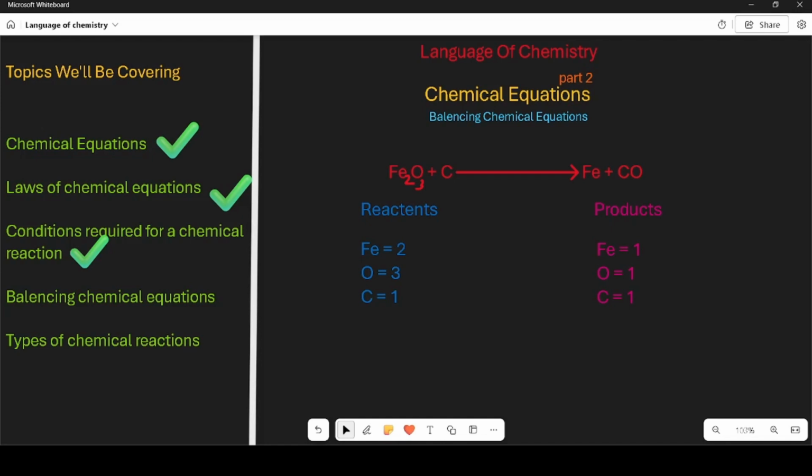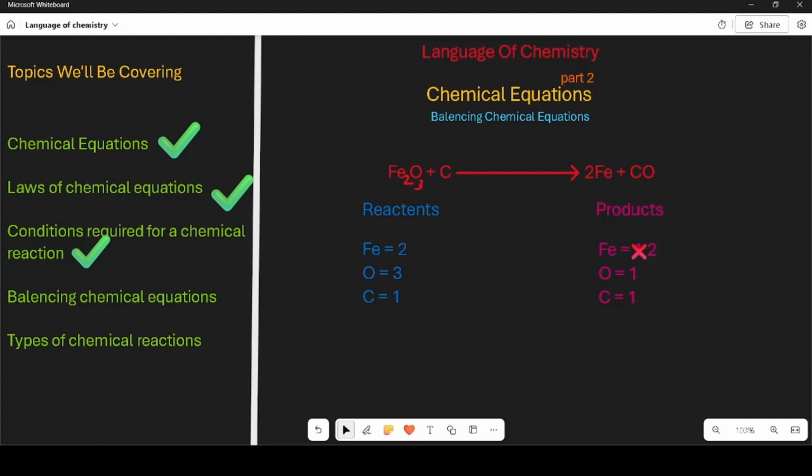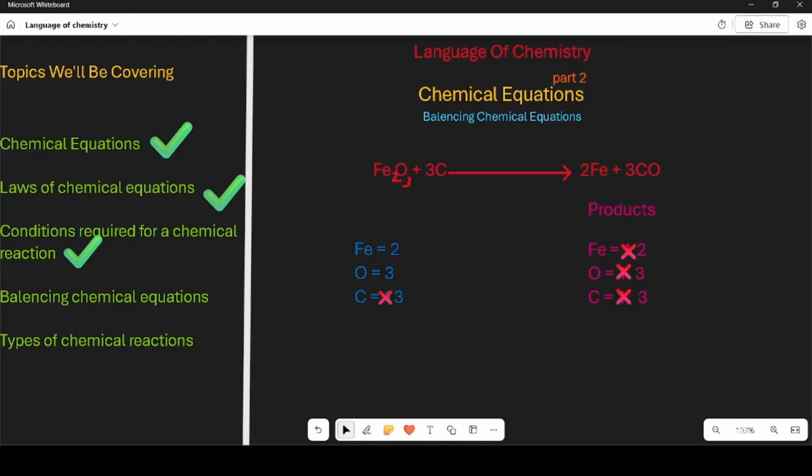Now let's put a 2 before Fe on the product side. Then we will balance the iron on reactants and product side. Now we have balanced iron. All we have to do is balance carbon and oxygen. Let's do that now. So now our balanced chemical equation would look something like this. This is the equation we just balanced.